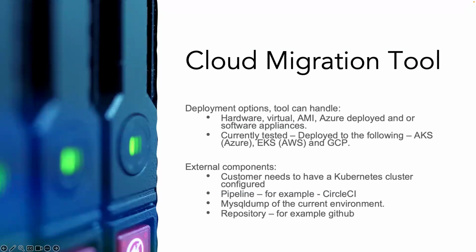What are the additional components that are needed from the outside? We need a Kubernetes cluster, and Circle CI is what we are using, but it is highly portable. If the customer has GitHub Actions, we can port that to GitHub Actions pretty easily, not a big issue at all. Then the MySQL dump, which I already explained, and the next thing is a GitHub repository. So that's all the components that are needed to make this happen. Go to the next slide, please.